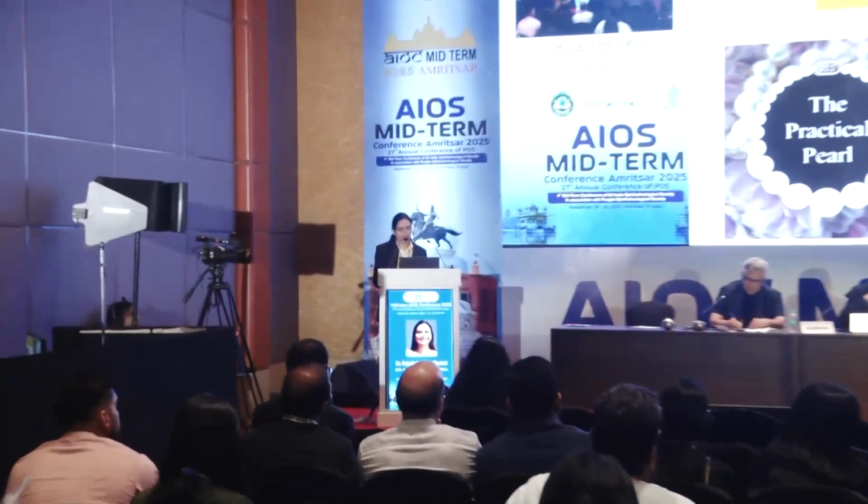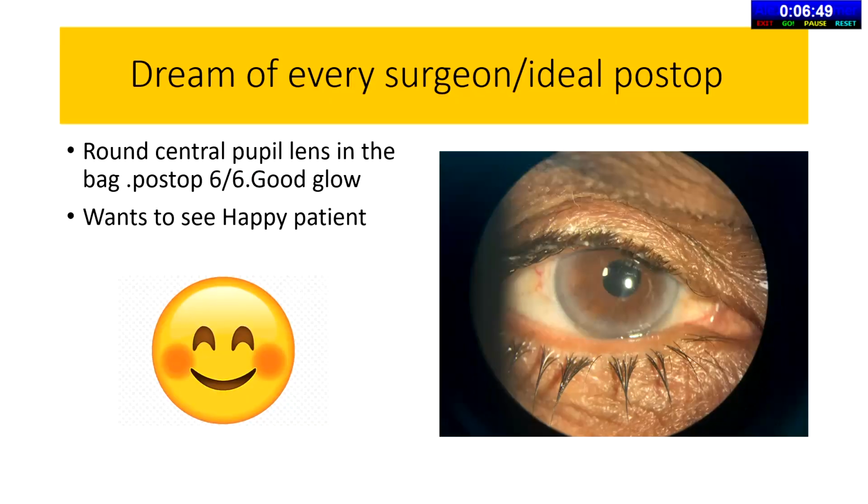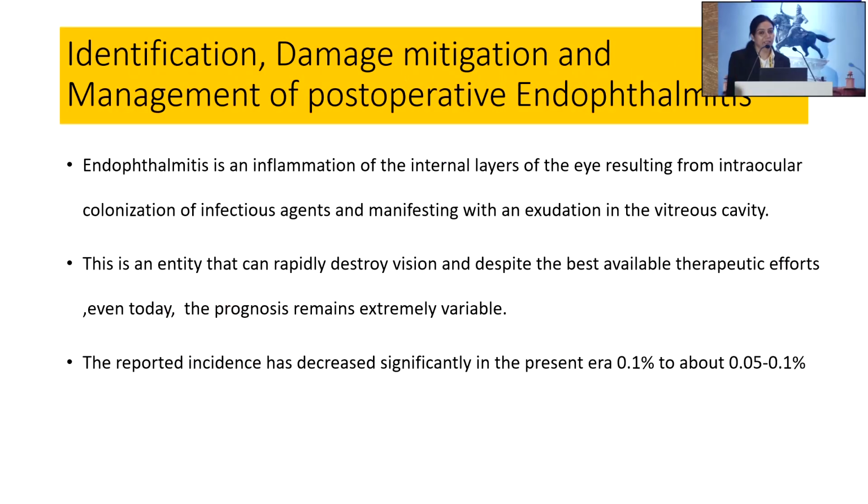So let's hear now Rajvinder about endophthalmitis pearls. Yes, sir. Good afternoon, everyone. The topic is acute postoperative endophthalmitis. So the dream of every surgeon is the ideal post-op: a round central pupil, lens in the bag, post-op vision 6/6, good glow, and a happy patient. But we all see the patients of endophthalmitis.